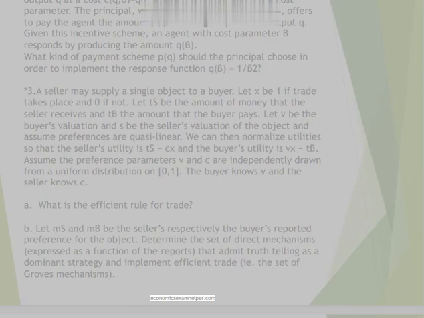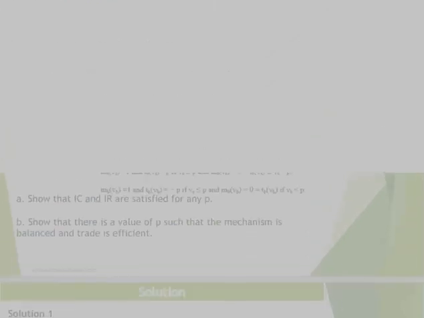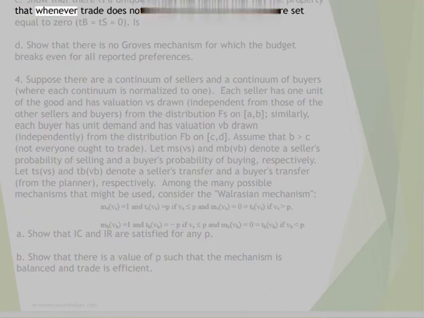A. Show that IC and IR are satisfied for any P. B. Show that there is a value of P such that the mechanism is balanced and trade is efficient. C. Show that there is a unique Groves mechanism that has the property that whenever trade does not occur, the transfer payments are set equal to 0, TB = TS = 0.